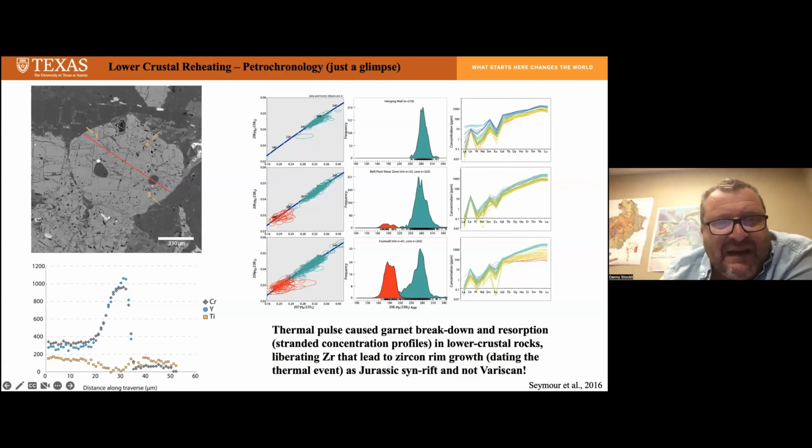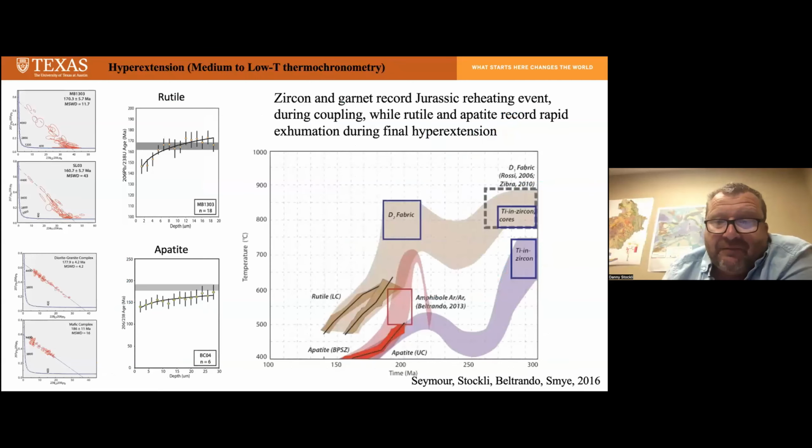And so this heating in the lower crust in Corsica, and the breakdown or resorption of these garnets, is clearly related to heating of the lower crust during Jurassic rifting. So what we see is that basically zircon and garnet record Jurassic reheating, whereas the rutiles and apatites are basically younger and record the post-reheating exhumation and breakup along the margin.